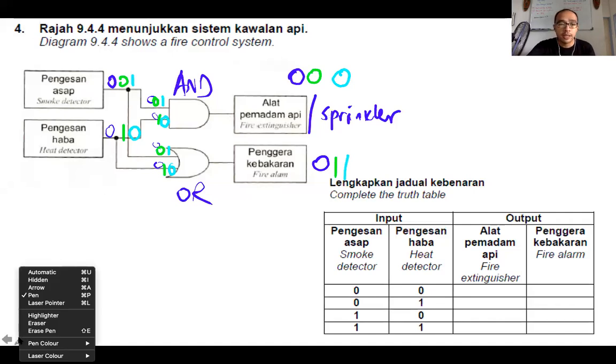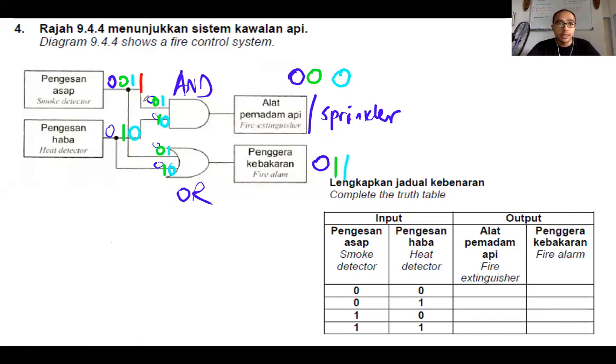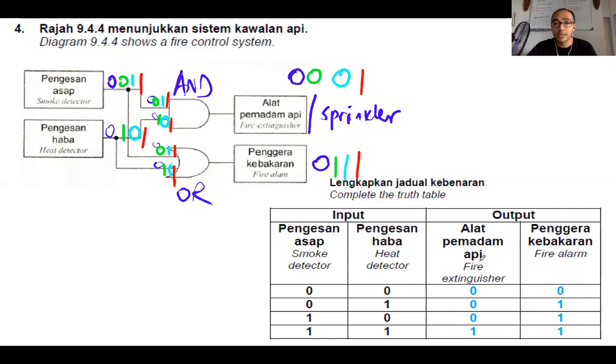And the final situation is ada asap dan ada haba. So 1, 1, 1, 1. AND will be 1. OR also will be 1. So definitely ada asap dan ada haba, the fire alarm will turn on, and the fire extinguisher will also most likely turn on, because with smoke and heat, most likely your office is on fire. So that's how this will look like, 0001 and 0111.